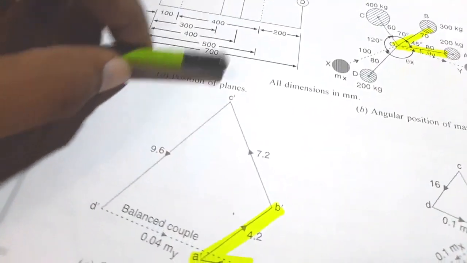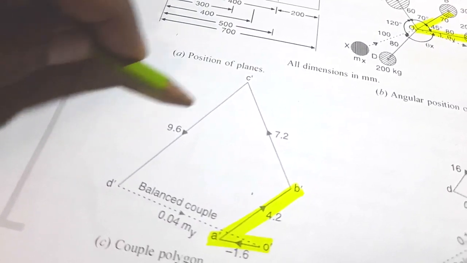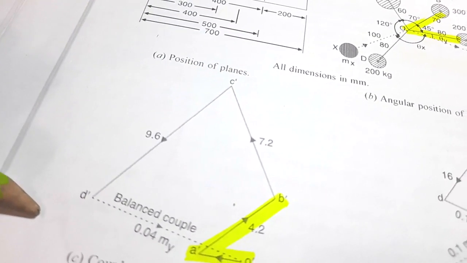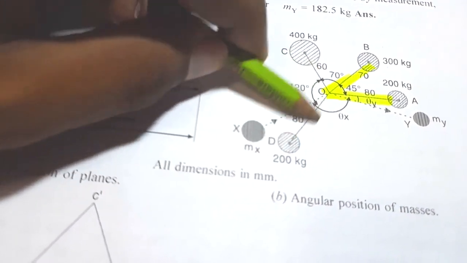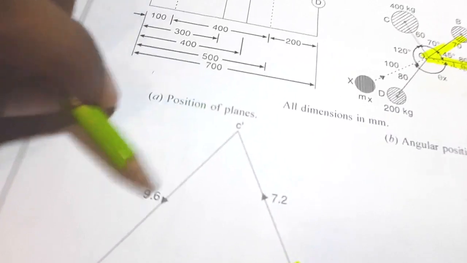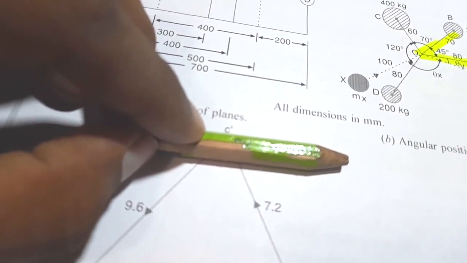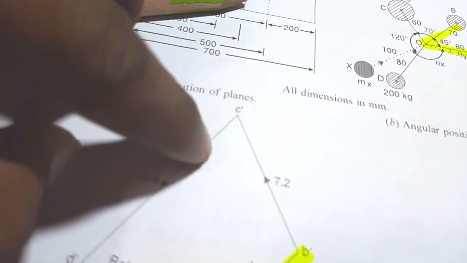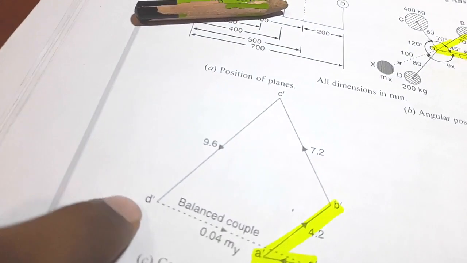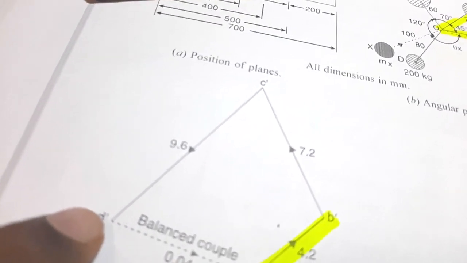Now this 9.6 is sketched in such a way that it is parallel with this crank. And if you measure the angle with reference to the x-axis, the x-axis that belongs to the first quadrant, it is making an angle of 235 degrees. See, it is 9.6. Now the couple polygon is done. That's it, because there is nothing else for you to sketch.